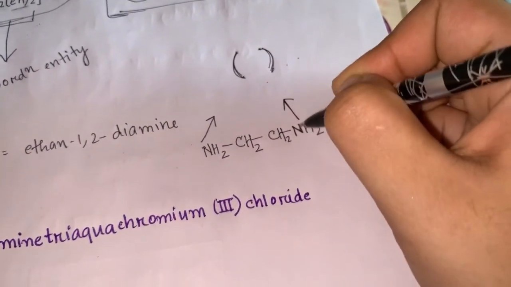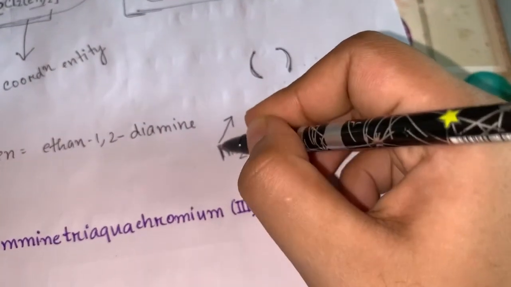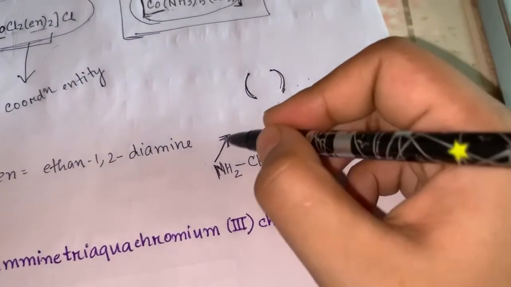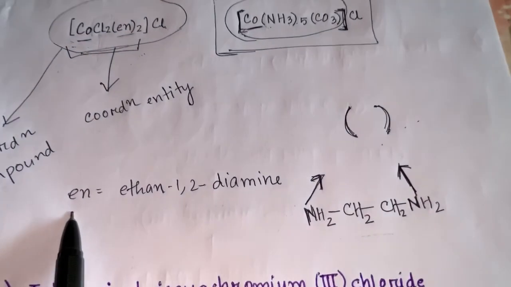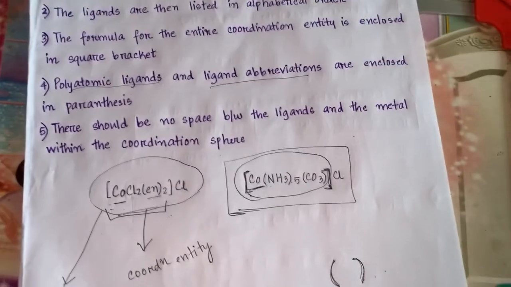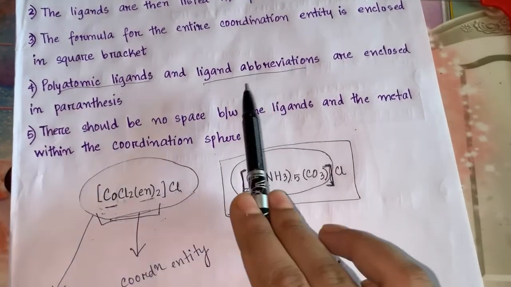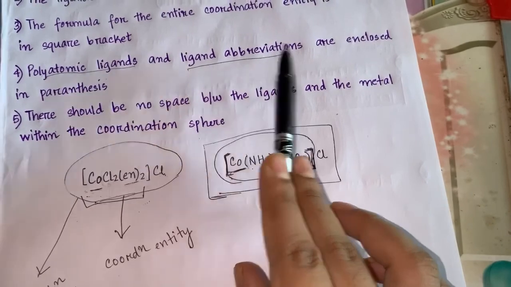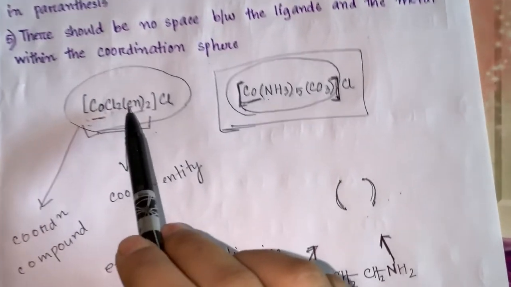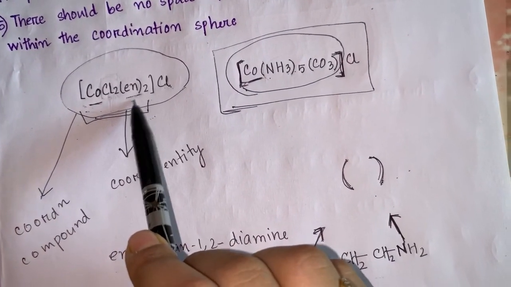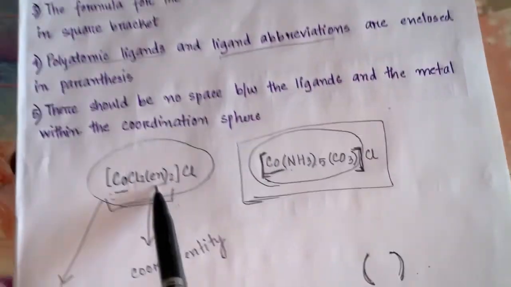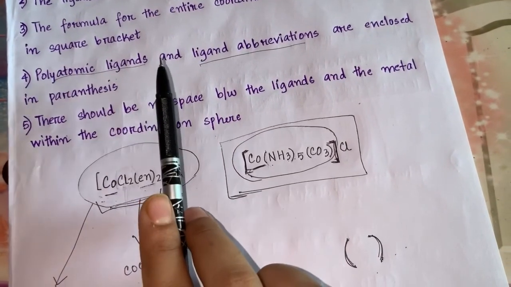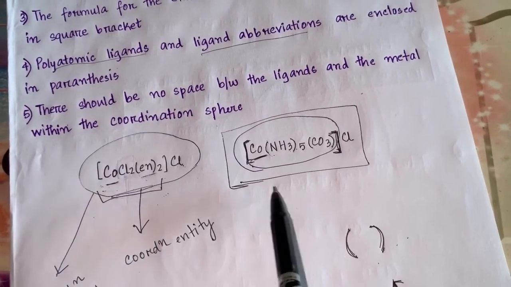Both these nitrogens can provide their electrons, the lone pairs, to the central metal atom as ligand. That's why it is a bidentate ligand, and it is in short abbreviated as En. So this is what has been told in the fourth point, that the ligand abbreviations should also be present inside parentheses, and that's very clearly observed in this formula, that En has been put inside a small bracket. So this is the fourth step which has been followed by both the compounds.